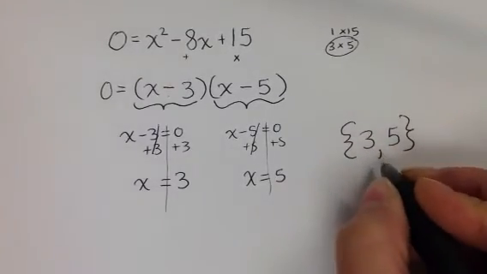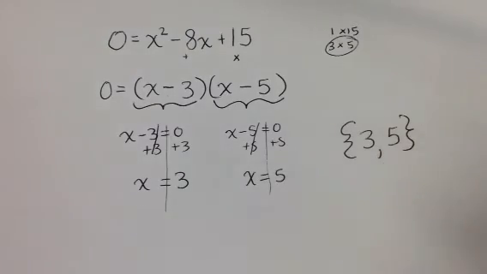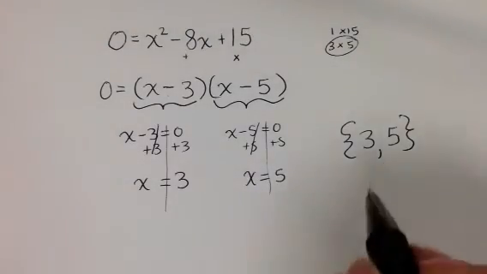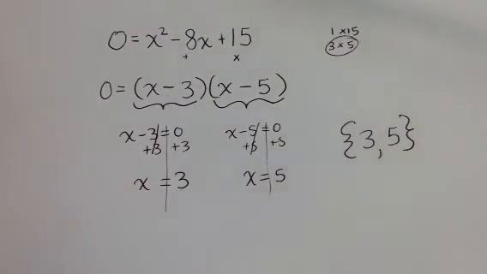This is different than an ordered pair. Like if I go graph a point, that would have parentheses. This is a solution set. These are my two solutions.